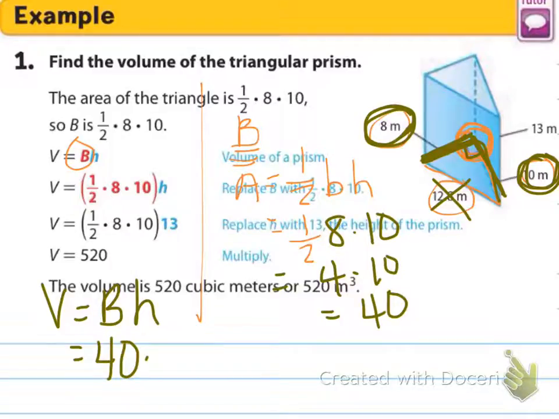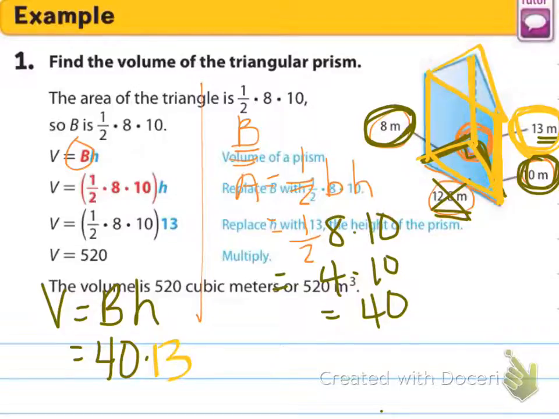Now I need to find what the height is. Is this the height or is this the height? Okay, I've got these 2 numbers left over. Well, clearly, if you're looking at the picture right now, you see that this would be the height because the height is where we come from the 2 triangles and connect perpendicular. So any of these 3 sides are called the height. So that would be my 13 meters. So I'm going to do 40 times 13, and ultimately that ends up being 320 meters cubed as our final answer.